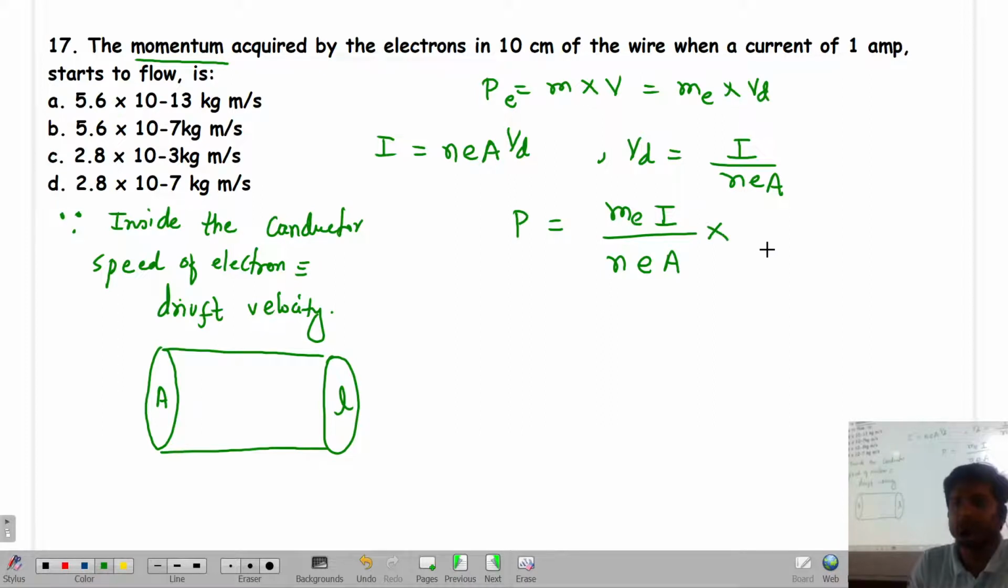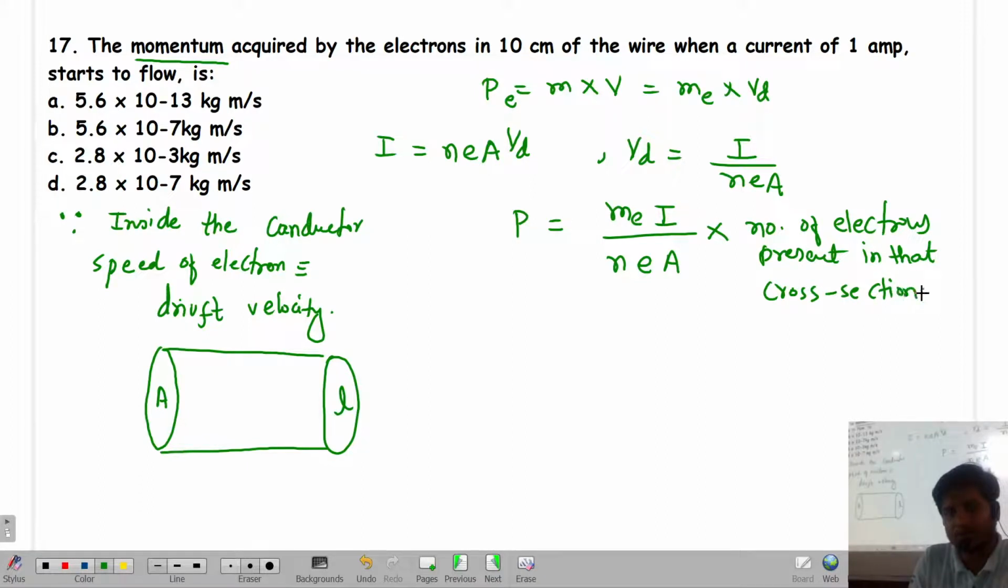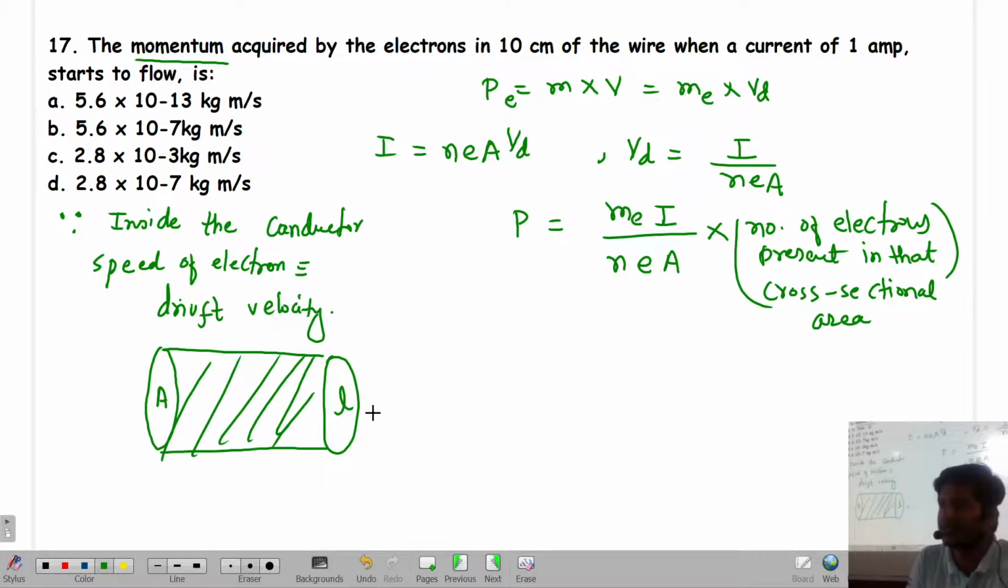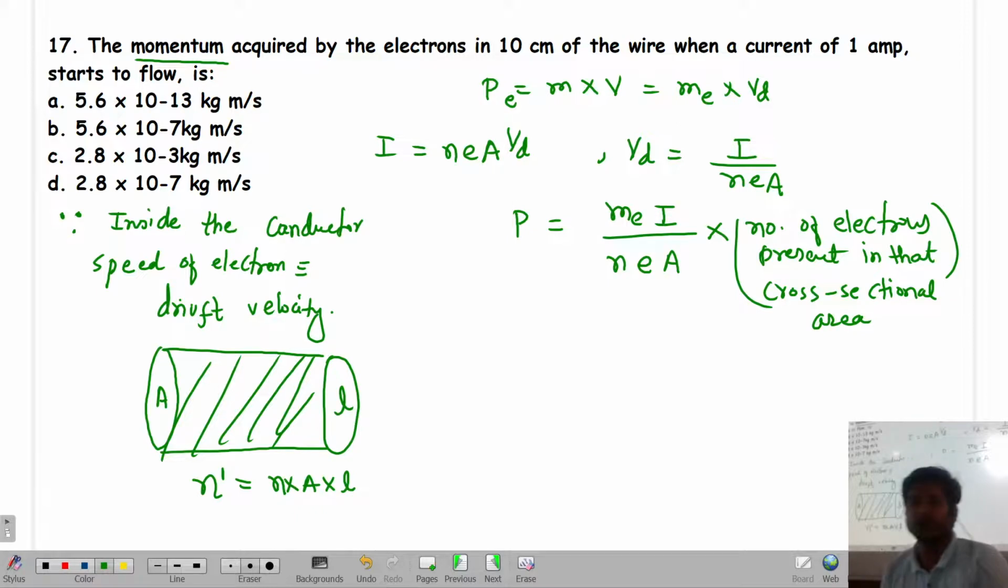So total momentum will be the multiplication of the number of electrons present in that cross-sectional area. Got it or not? What is the number of electrons present in this wire of cross-sectional area A and length L? It will be the number density n into area A into length L. Yes or no? This will be the total number of electrons moving through this particular wire, or not?